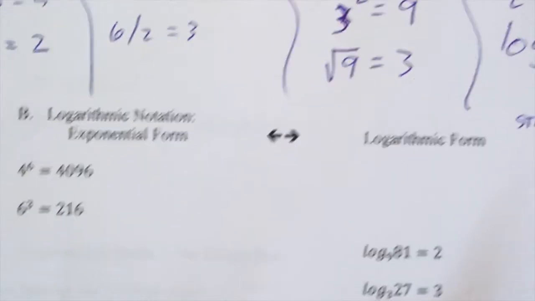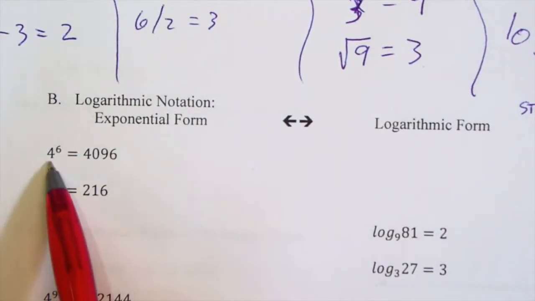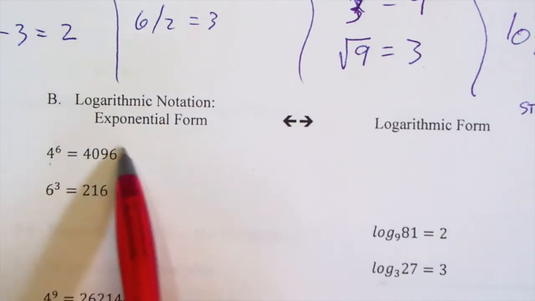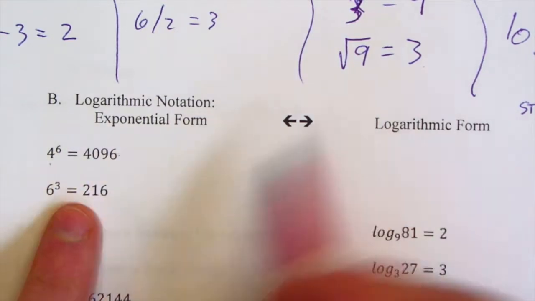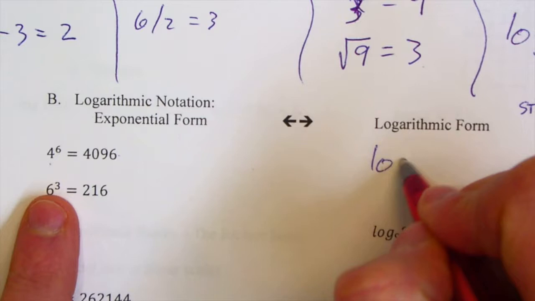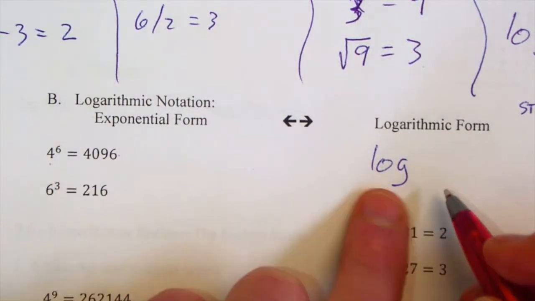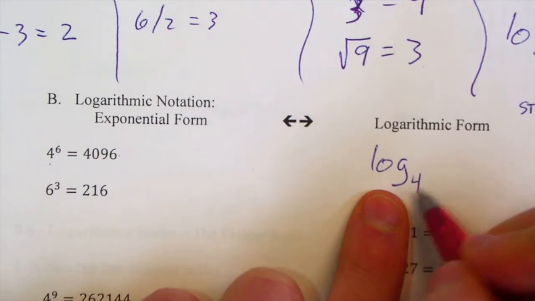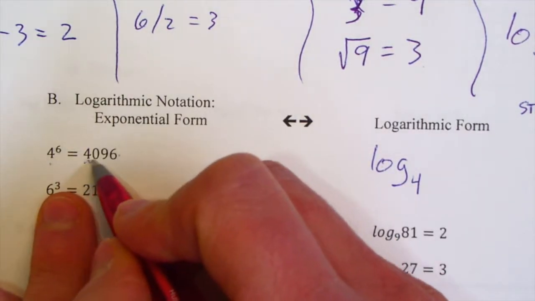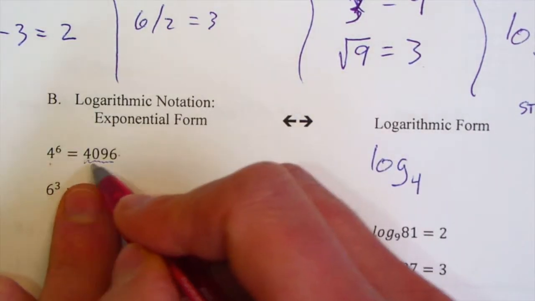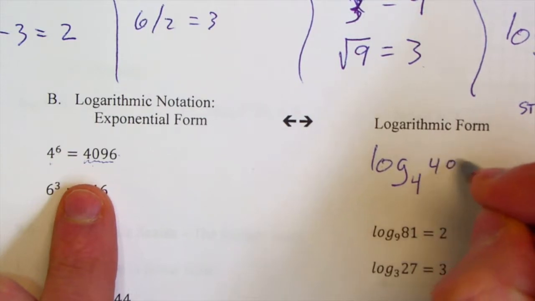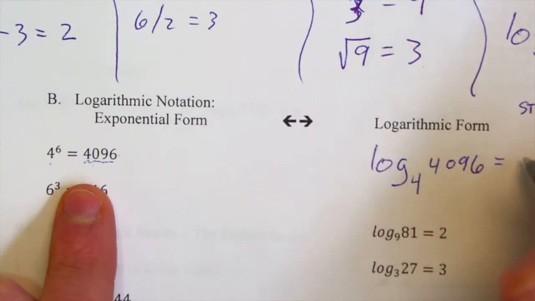So let's try a couple in log form. I'll try one, then you try one. So here's how it goes. The base is 4, the exponent is 6, and the answer is over here. According to logs, we're going to write the word log. The base here is a 4, so the log base is going to be a 4. We're going to log the number over here, which I would call the answer, 4,096, and it's going to equal 6.